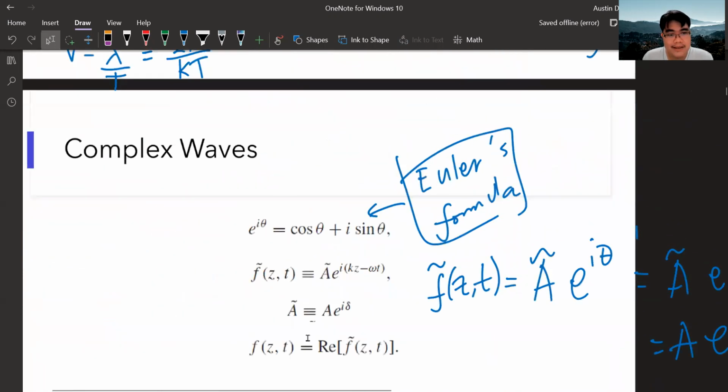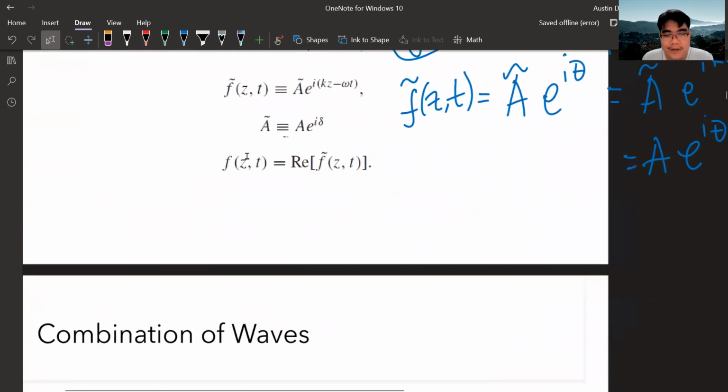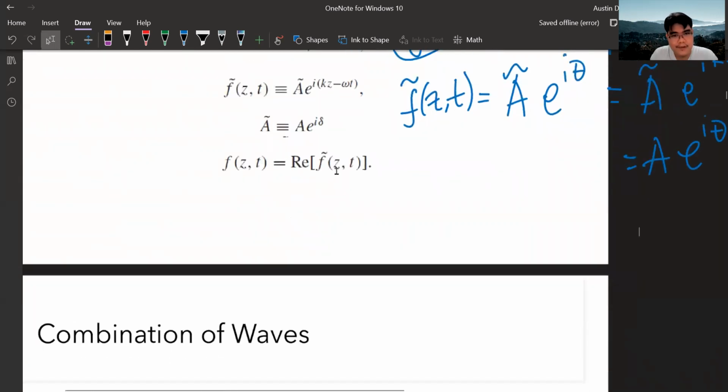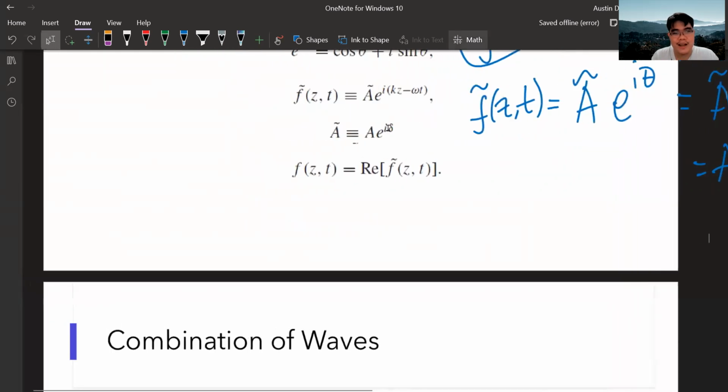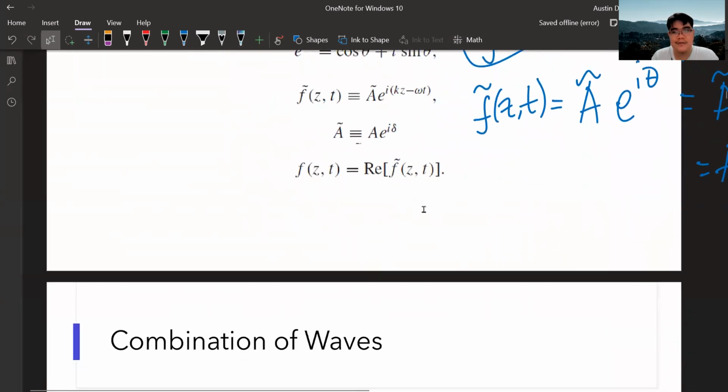Siyempre, ito ay complex waves, no? So hindi siya useful in real life. So what you get is the real part of this F tilde to get the real waves, kung ano yung importante sa buhay natin. Okay? So you have that. Guys, I assume na marunong kayo kumuha ng real parts or imaginary parts ng complex numbers.